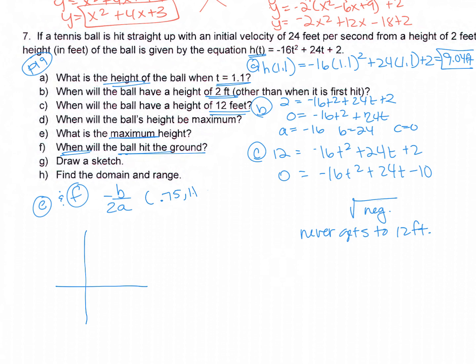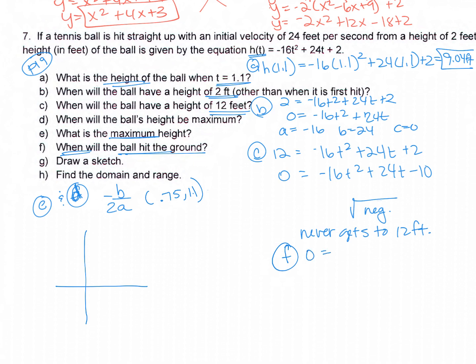Oh, you know what I didn't do? Sorry. Okay, wait. This was D and E. D and E is the vertex. That's my negative b over 2a. And then F was, when does it hit the ground? Okay, back up. When it hits the ground, the height is 0.